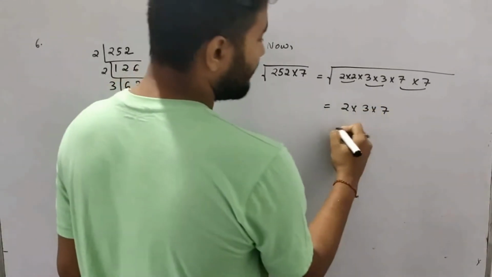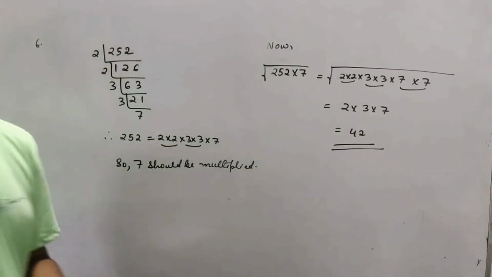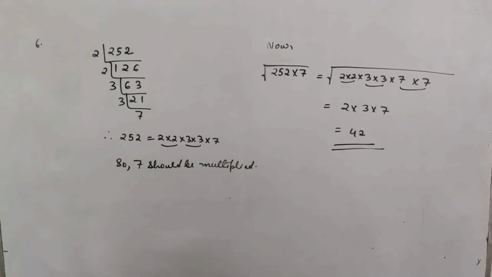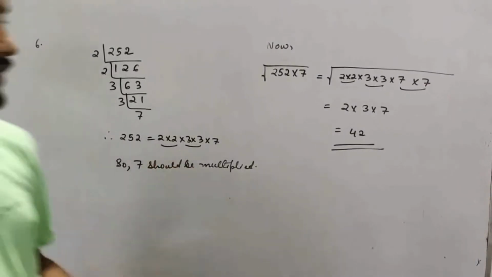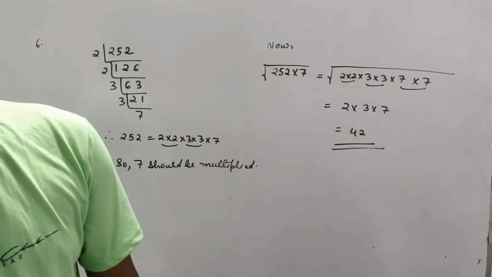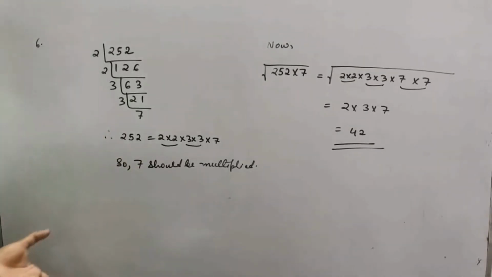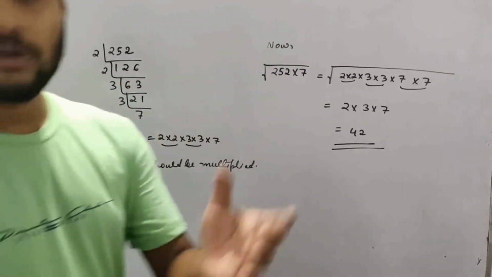2 times 3 is 6, 6 times 7 is 42. So your answer is what? Your answer is 42. Okay. Very simple question. You see this question. The square root is how much? 42. Understood? So question number 7, you try by yourself.